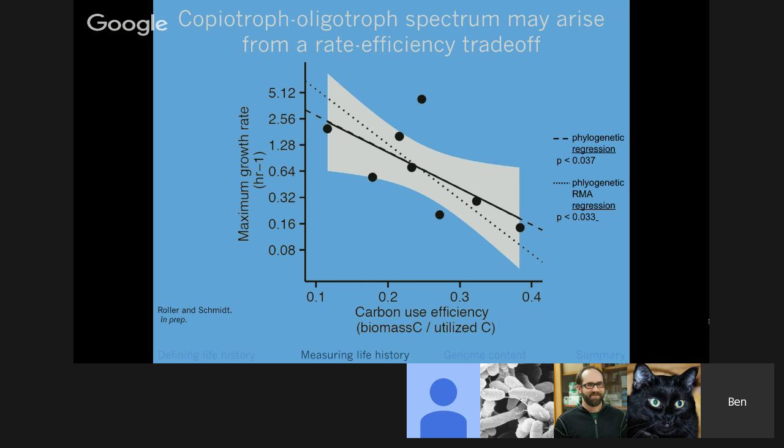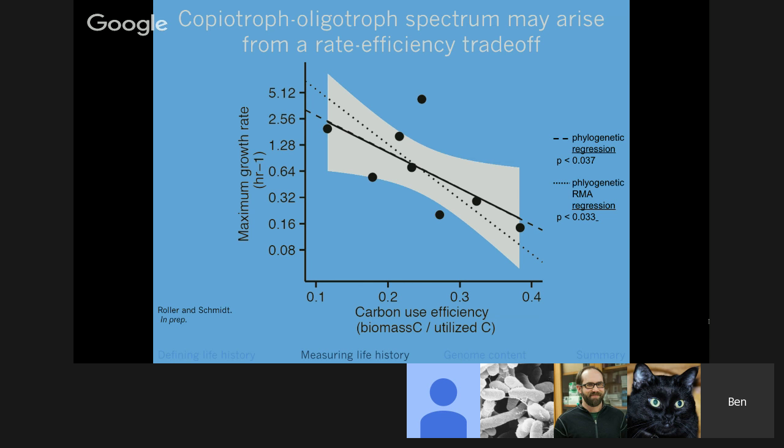And what we can show is that there is this overall negative relationship among all the species in our data, and it can't be explained by shared evolutionary history. That there's this negative relationship between an organism's maximum growth rate and its carbon use efficiency, and that the organism's place along the spectrum can really be predicted by the rRNA gene content within its genome.